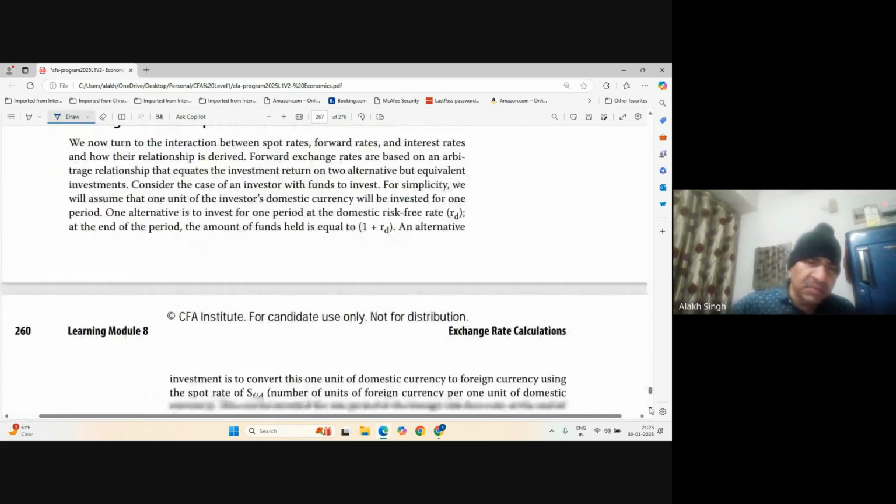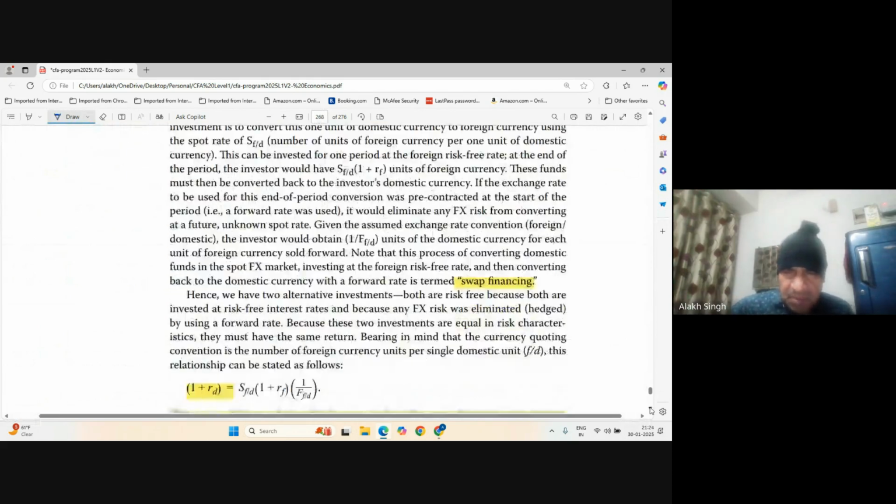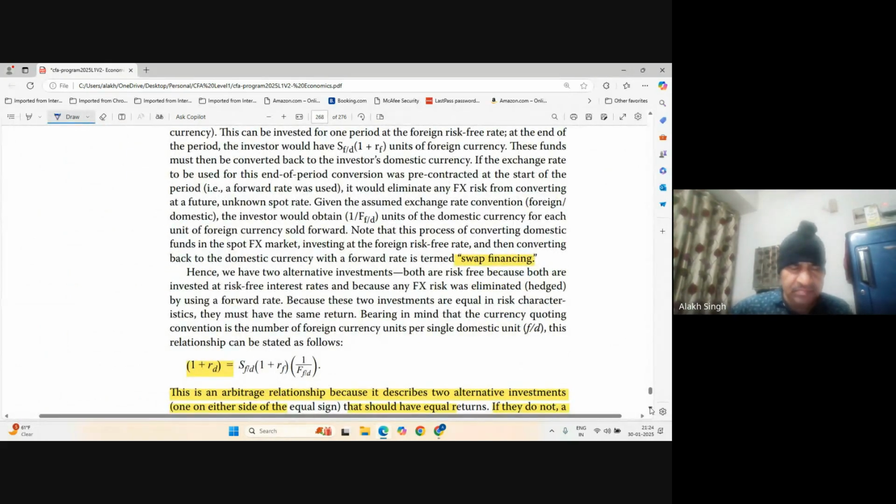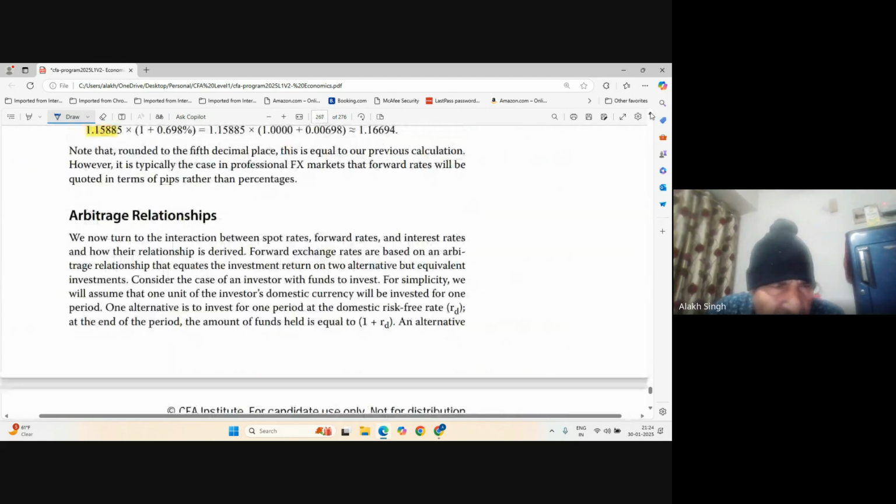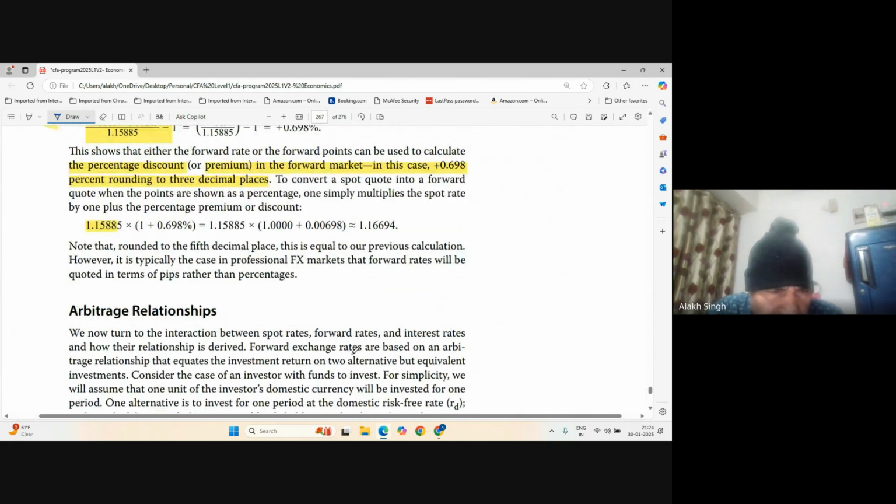Now, the arbitrage lesson we have seen: buy and sell with swap financing. So we now come to the forward rate. How is this forward rate determined? It is based on swap financing, and swap financing is arbitrage-free financing. So let's read here. We have two alternative investments. How does this arbitrage work? How this forward rate is determined is what I want to discuss, but this one is arbitrage.